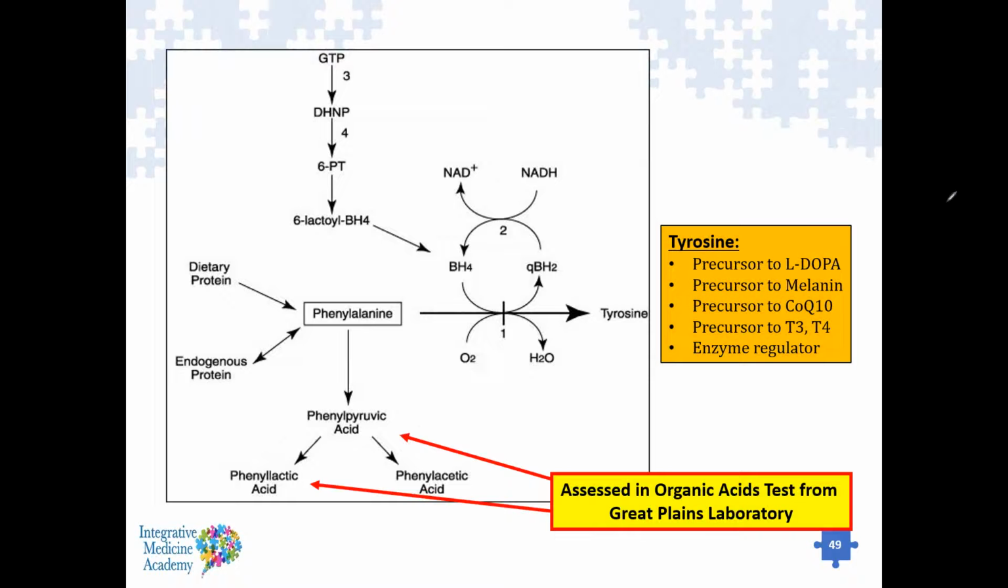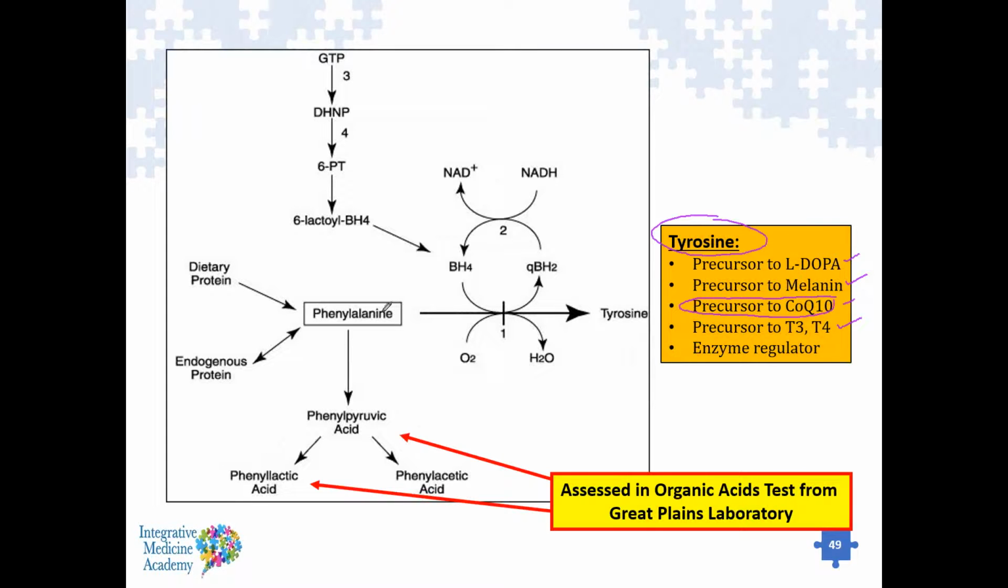If we expand this discussion, think of this. Tyrosine gets converted to L-dopa, which goes to dopamine. Tyrosine is also a precursor to melanin, obviously the pigmentation in our skin. It's a precursor to CoQ10, which has a relationship to the Krebs cycle, particularly the electron transport chain. It's a precursor to thyroid hormones. So anything that affects tyrosine metabolism could affect a number of different systems in our body.